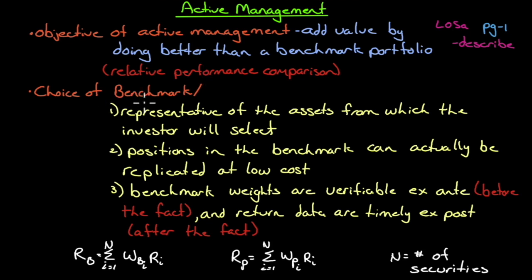Let's talk briefly about our choice of benchmark, because later on I'm going to talk about the optimal market portfolio and the benchmark. And the big question will be, well, how come the optimal market portfolio is not the benchmark? Well, let's just see what we have here. And this will be important too when we talk about our ability to take positions. So number 1, the benchmark should be representative of the assets from which the investor will select.